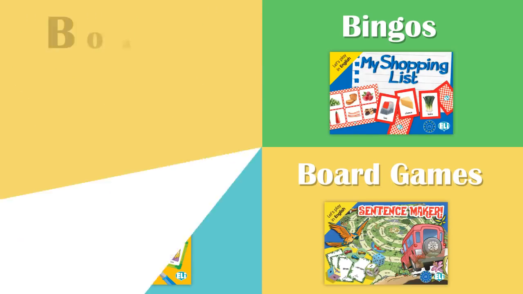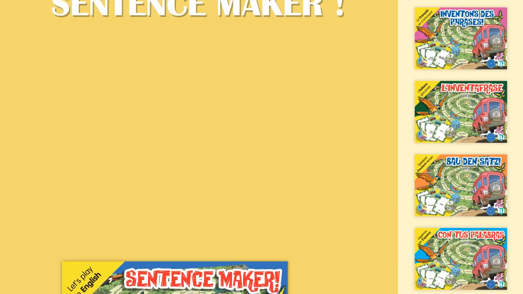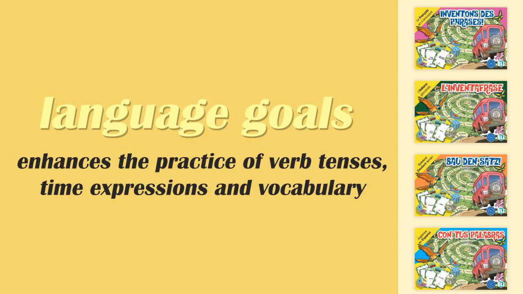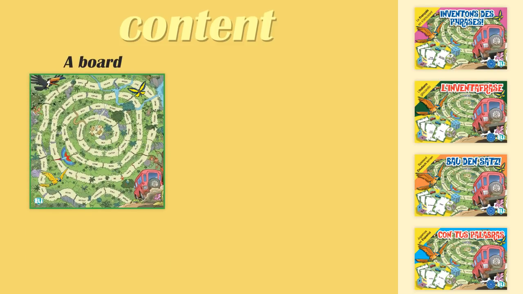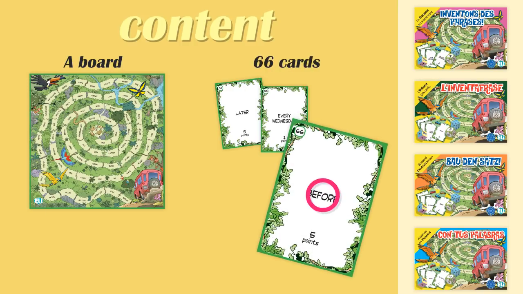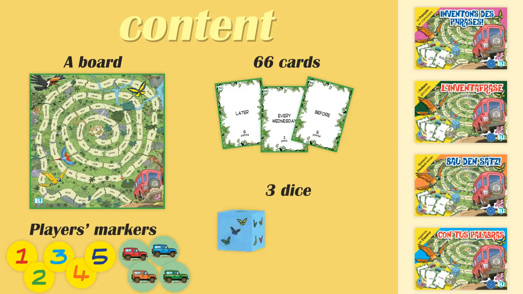Let's move on now to a board game, Sentence Maker, A2 to B1 level. This game enhances the practice of verb tenses, time expressions and vocabulary through the continuous process of sentence creation. The box contains a board with 66 spaces, each showing a verb in the infinitive form, 66 cards with time expressions and indication of point value, players' markers and 3 dice, a 6-sided number die, a die with personal pronouns, a die with different sentence forms and 2 joker sides.